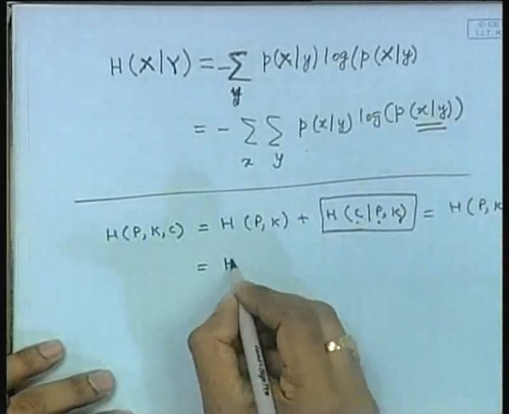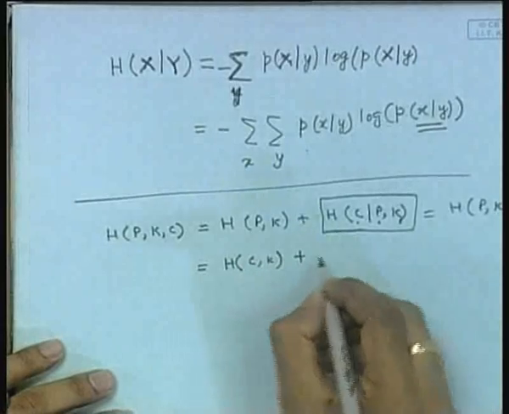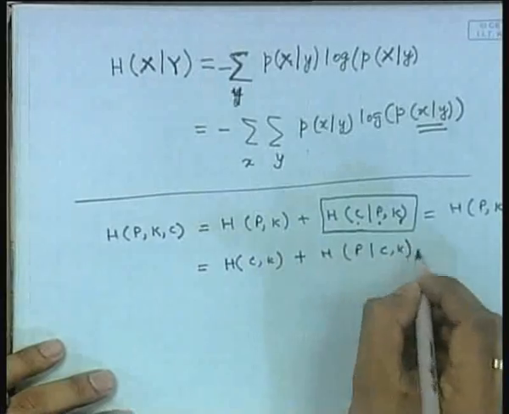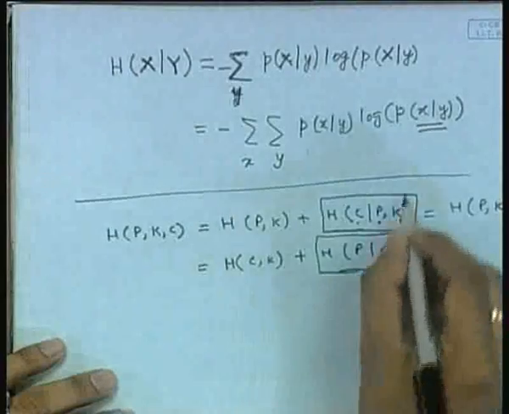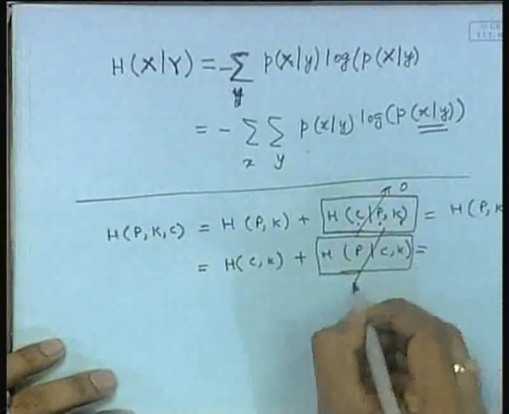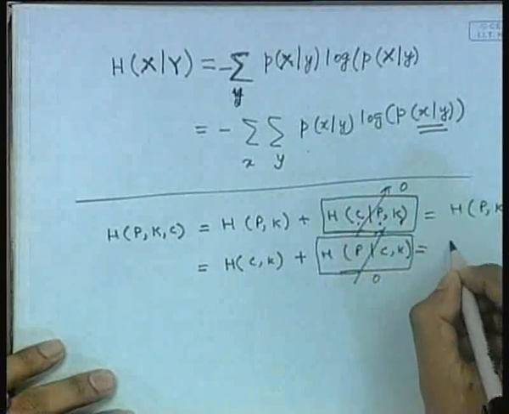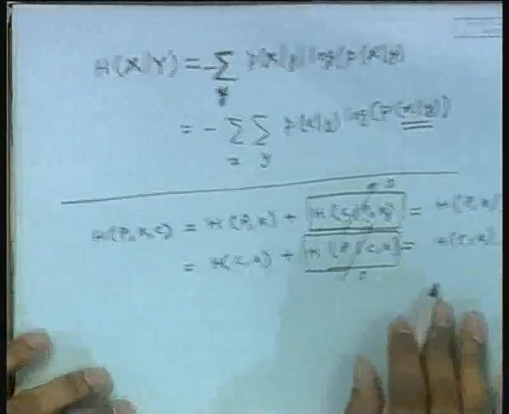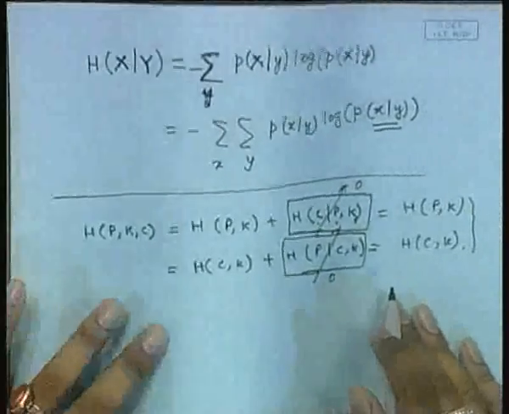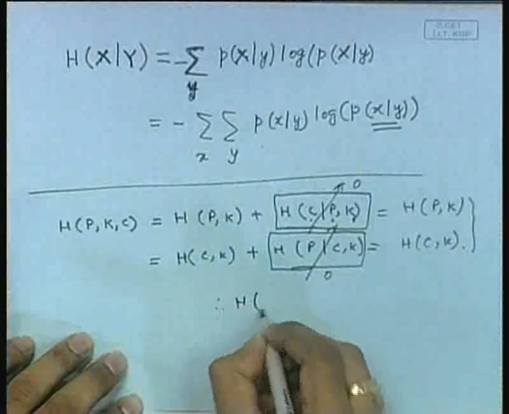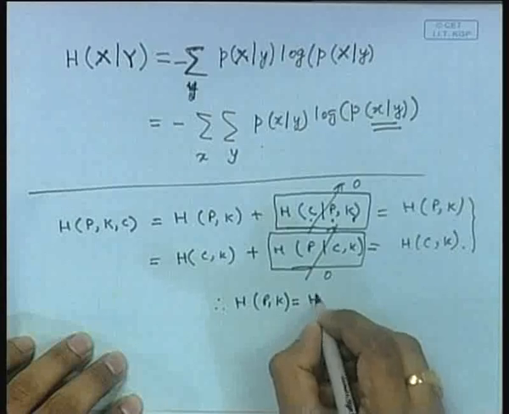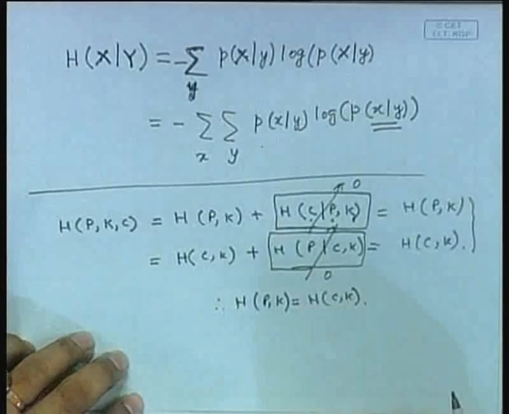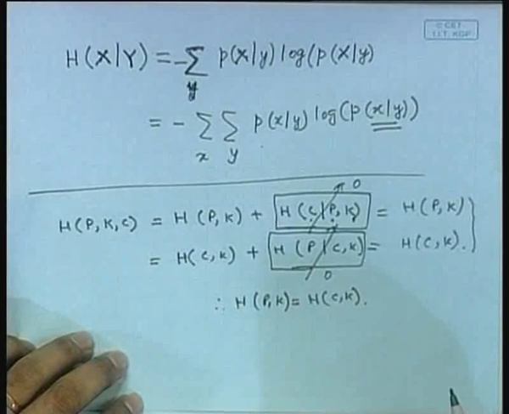Similarly, you could have done H of C comma K plus H of P given C comma K. So this was also equal to 0. So therefore this computes to 0, this also computes to 0. So what you have in the output is H of C comma K. So you see that both of them are equal, right? Therefore H of P comma K and H of C comma K are equal. Is this clear?